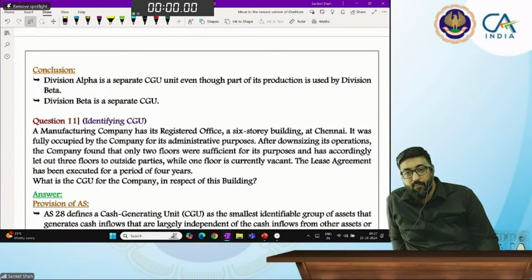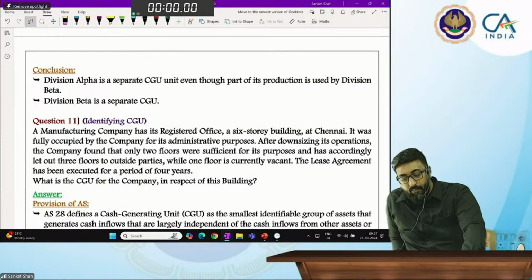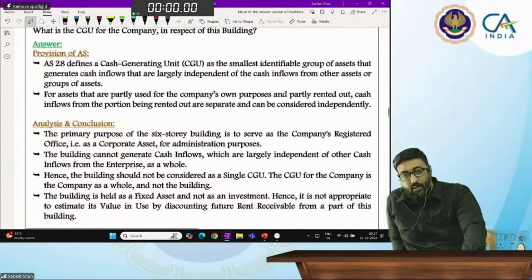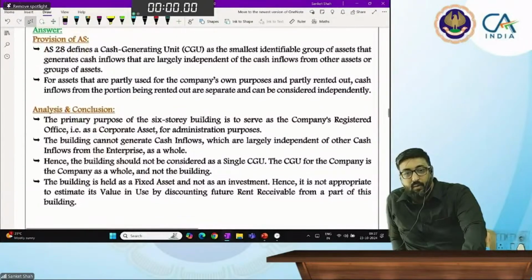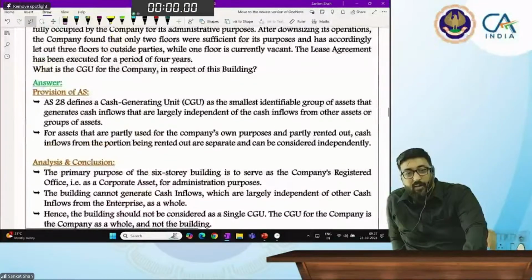So it's given to outside parties, so that is also considered. Two floors they are using themselves, and 3 are let out and 1 is vacant now. Here, the building is held as a fixed asset and not for investment. Hence, it is not appropriate to estimate value in use by discounting future rent receivables from a part of this building. Okay. Keep this in mind first.